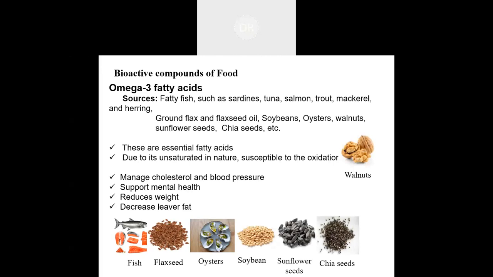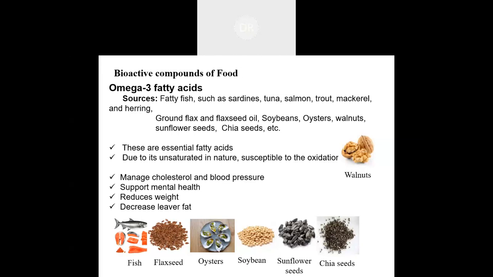which are present in our food components, like omega-3 fatty acids. The major sources of omega-3 fatty acids are fishes like sardine, tuna, salmon, mackerel, etc. Other sources are flaxseed, which has a very good amount of omega-3 and omega-6 fatty acids.